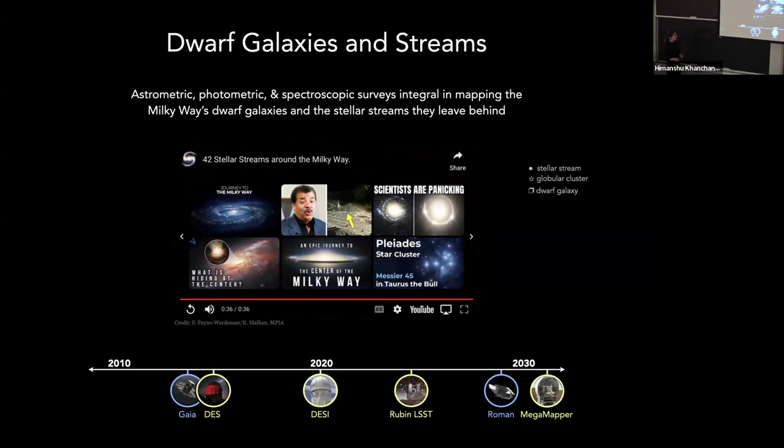Specifically, Rubin LSST is going to be able to map this out to much further distances from the sun than we've gotten with Gaia. The movie I just showed you was illustrating the amount of structure we've seen locally near the sun, and Rubin is going to allow us to extrapolate that to the outskirts of the Milky Way galaxy. So it's going to be extraordinarily powerful in that context.